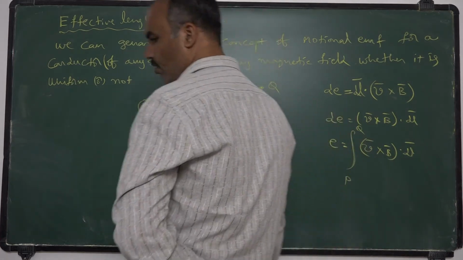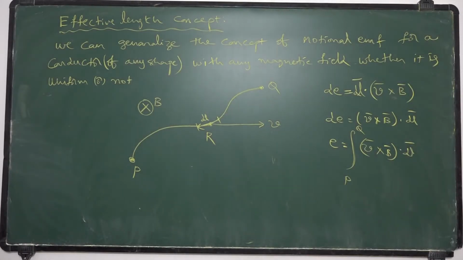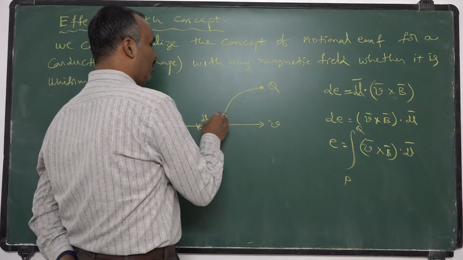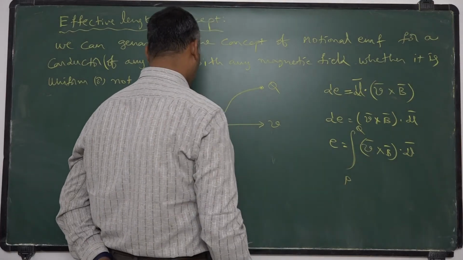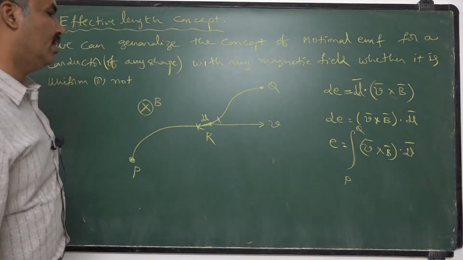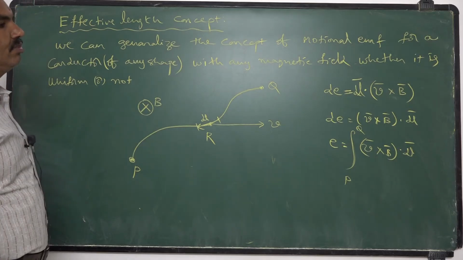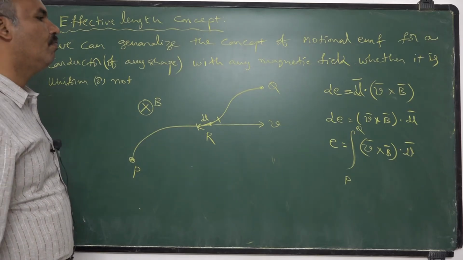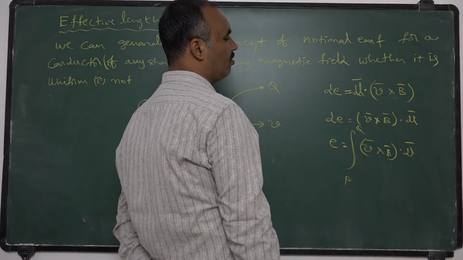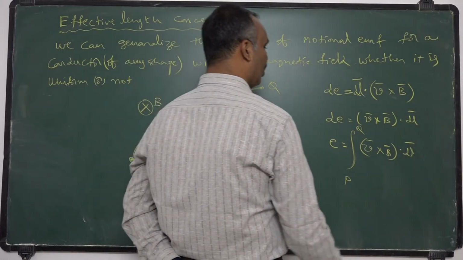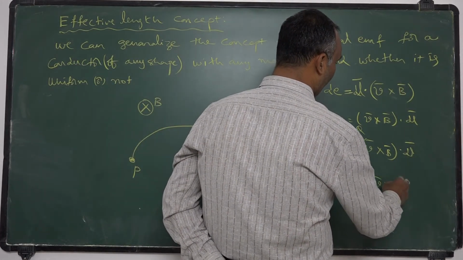So this is the way of finding the EMF developed across the two ends of the conductor PQ: by taking a small element, calculating the EMF developed across the length of the small element, and integrating that you will get the value of EMF. Here V is the velocity, a fixed value, and B is the strength of the magnetic field, also a fixed value, so you can write it as V bar cross B bar.